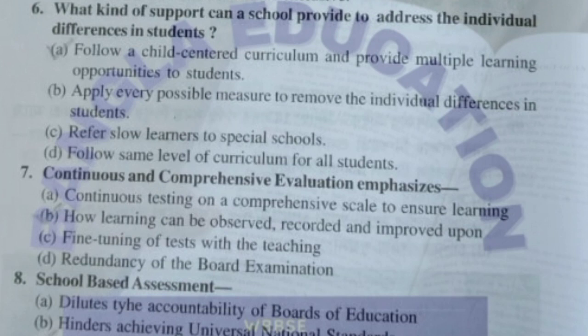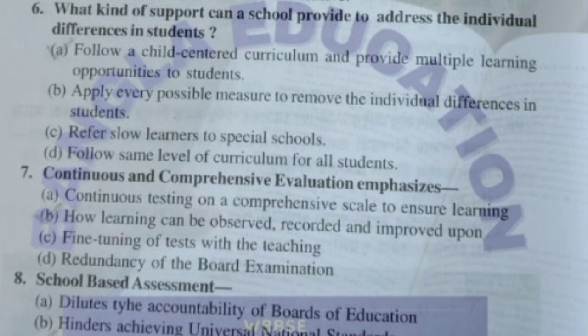Next is 7. Continuous and comprehensive evaluation emphasizes: A. Continuous testing on a comprehensive scale to ensure learning. B. How learning can be observed, recorded, and improved upon. C. Fine-tuning of test with the teaching. D. Redundancy of the board examination. So the correct answer is B. How learning can be observed, recorded, and improved upon.